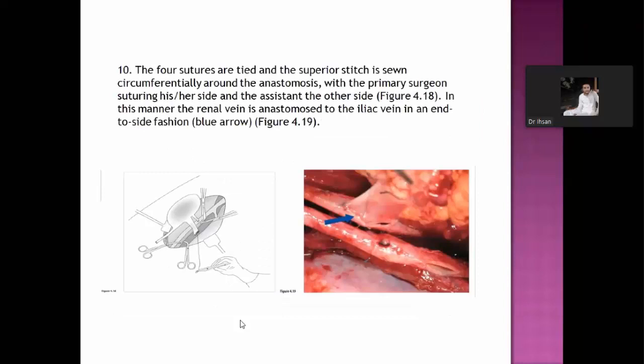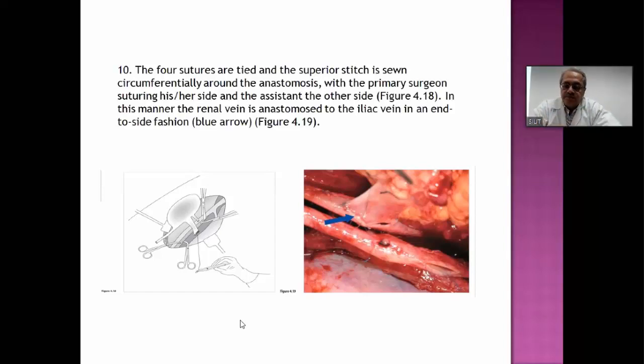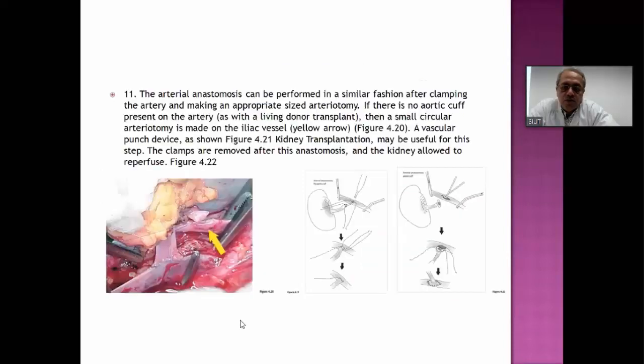The 10th step, the 4 sutures are tied and the superior stitch is sewn circumferentially around the anastomosis, with the primary surgeon suturing his or her side and the assistant the other side. In this manner, the renal vein is anastomosed to the iliac vein in an end-to-side fashion, as you can see in this picture. This is not end to end, this is end to side.